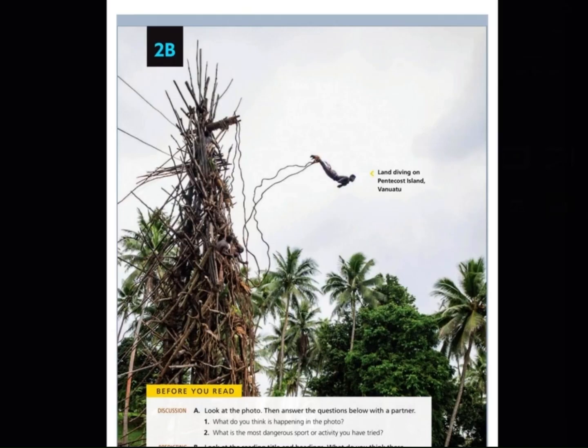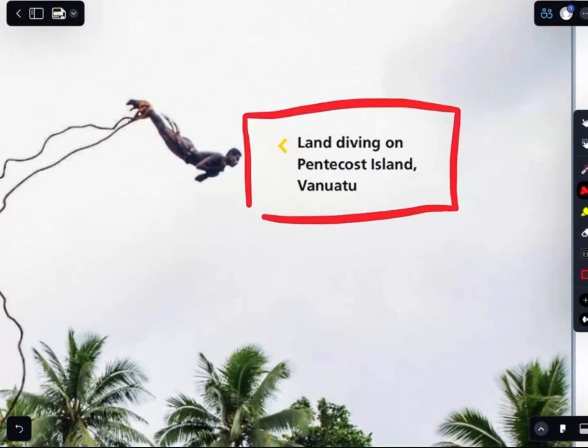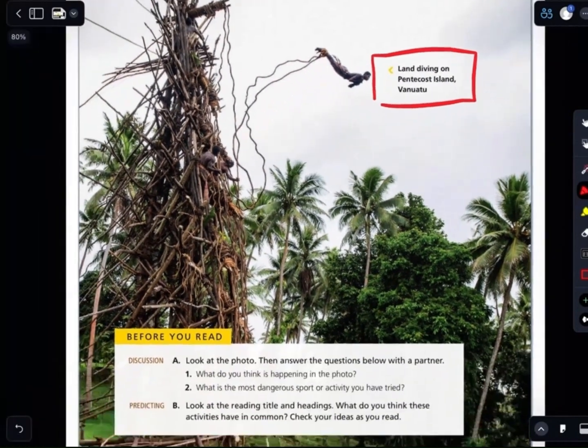Good job. It's time for part 2B of Unit 2. I'll just read this caption here. Land diving on Pentecost Island, Vanuatu.